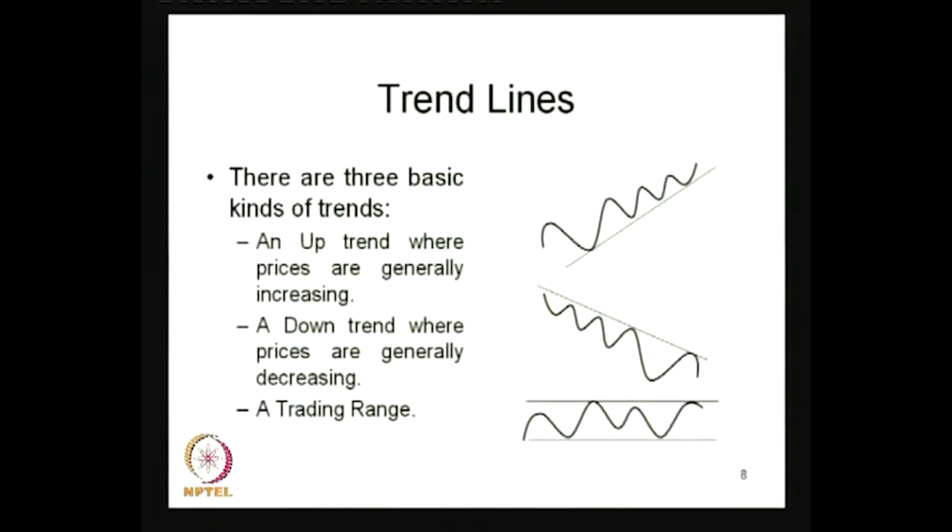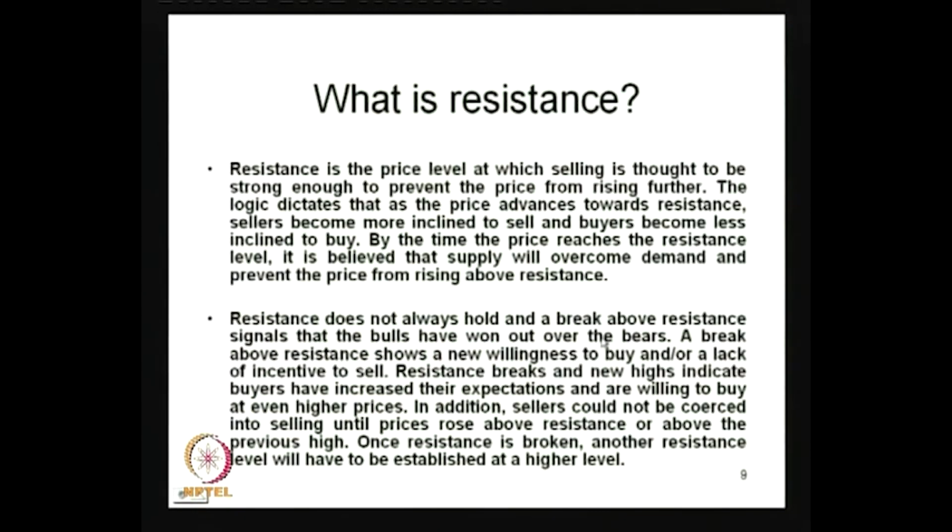Here what we have seen is that there are three basic kinds of trend. One is the uptrend, which we have observed here. The second is the downtrend, where the prices are generally decreasing. And finally a trading range, where the prices behave very randomly and do not follow a particular pattern. In that phase, the investors will always be ready to invest in the market.